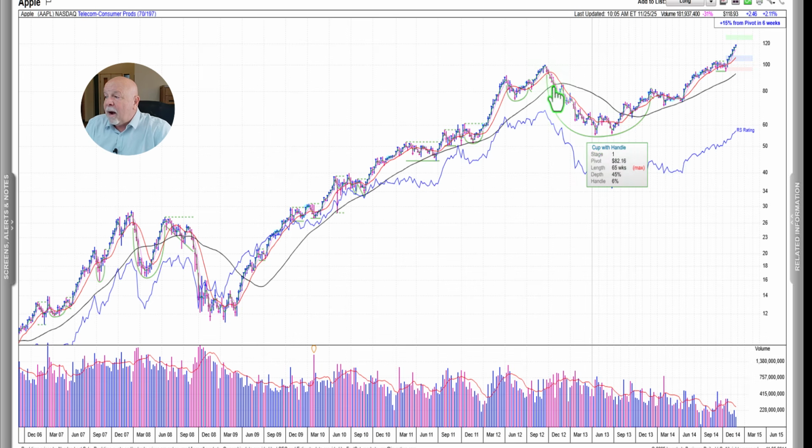And when a base undercuts the prior base, it resets the base count. So look at this very long, 65-week long cup. So all of these people that had made all this money were selling up in here. That's why it's so long. It couldn't make the other side of the base. And so it made a cup with a handle, and now you see the pattern start to repeat as long as the company continues to repeat.